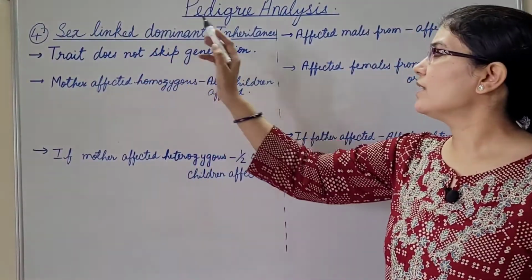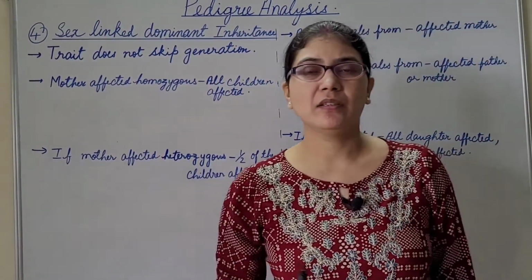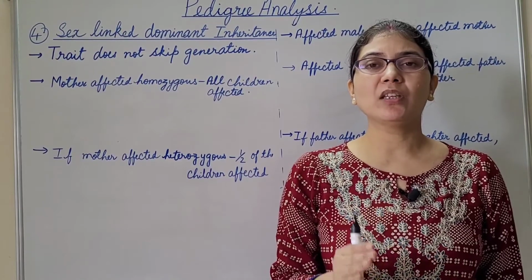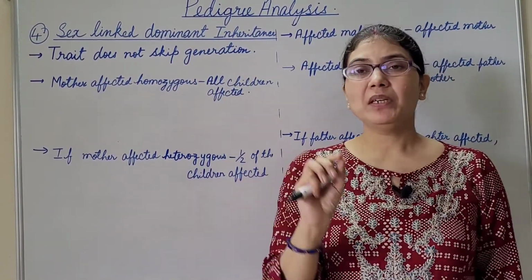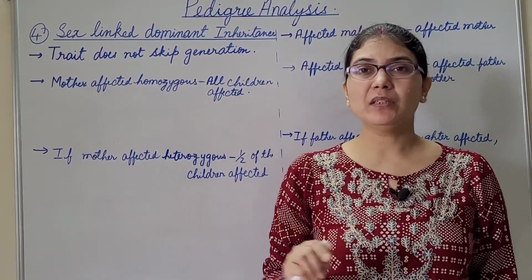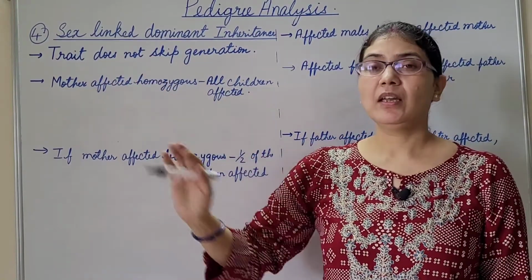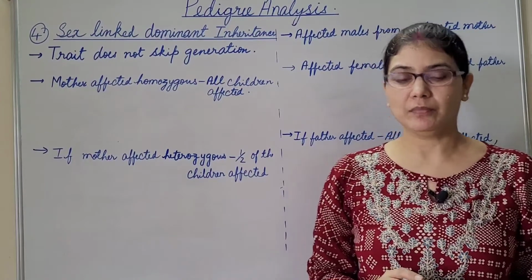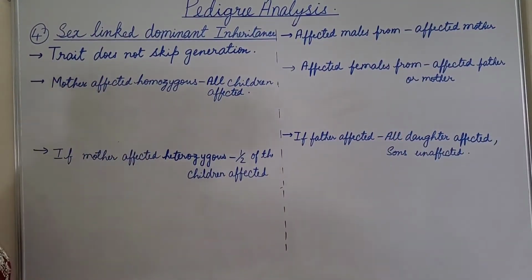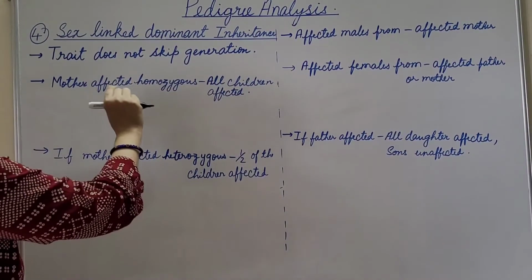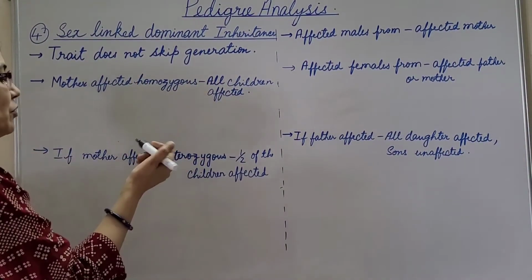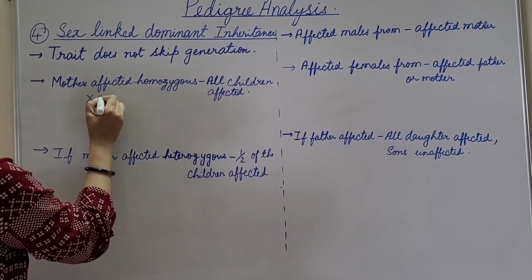Now the fourth is sex-linked dominant inheritance. That is the inheritance of the dominant gene present on the X chromosome. Because the allele is dominant, the trait is expressed in all generations. It does not skip generations. If the mother is affected and homozygous, that means the dominant allele is present in both X chromosomes, then all the children are affected.